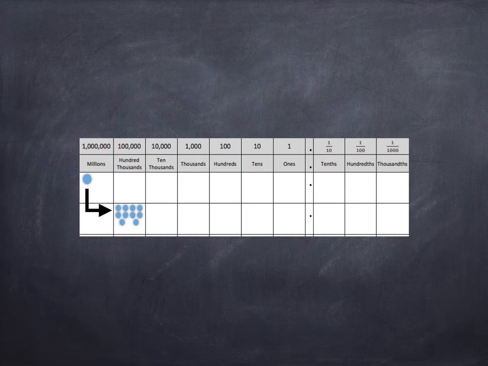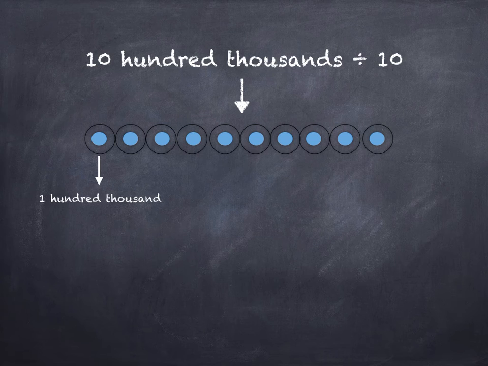So now I ask, what is the result if I divide 10 hundred thousands by 10? Well, here we have 10 hundred thousands, and we group them each into their own group, 10 groups. So we have that 10 hundred thousands divided by 10 gives us 100 thousands.